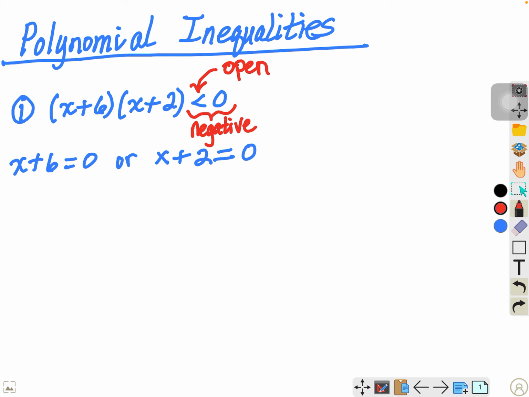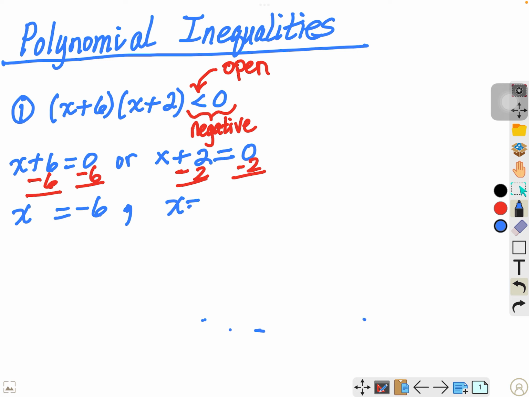Now we have two separate equations, and we're going to solve for x. To get rid of plus 6, we are going to subtract 6. And what I do to one side of the equation, I'm going to do to the other to maintain balance. Subtract 2 from both sides in the second equation. And I get critical values of x equals negative 6 or x equals negative 2.